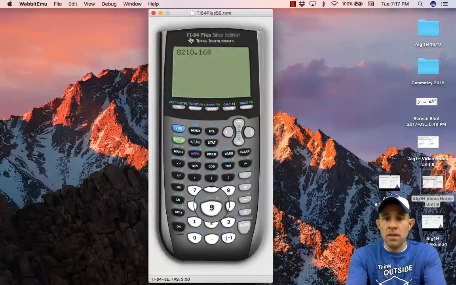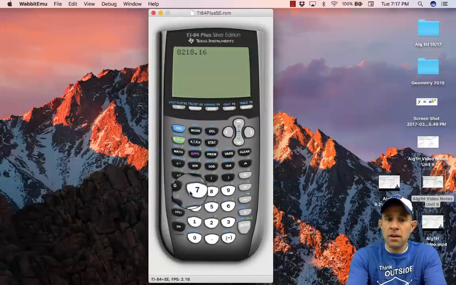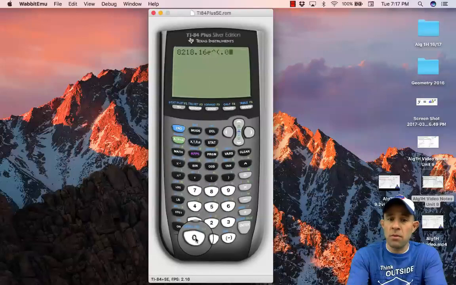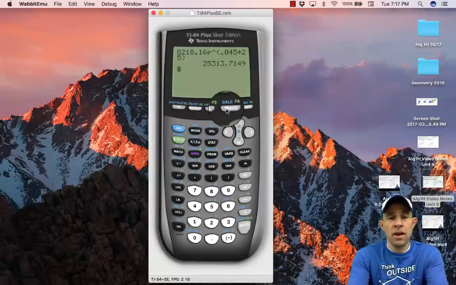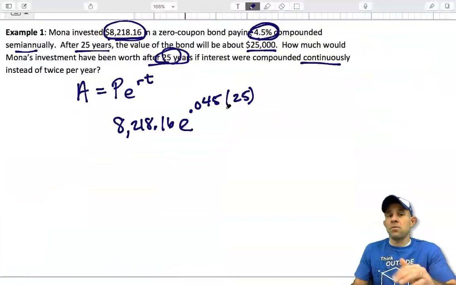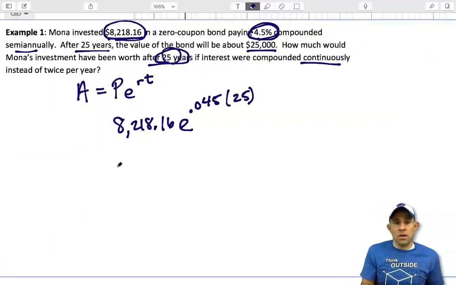Now the E button can be found in the lower left-hand corner on your graphing calculator. It's right above the ln. So we're going to hit second function, ln, and you see that it raises E to the power, and we'll enter in our interest rate, 0.045, and then multiply that by the number of years, 25. Close our parentheses, and when we press enter, we see that our final amount is $25,313.71.